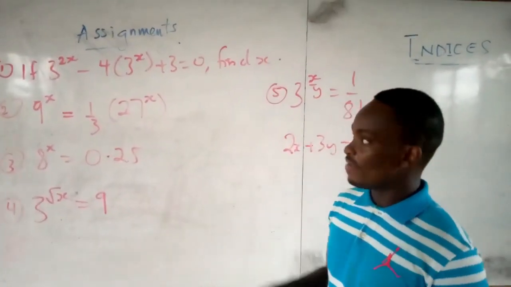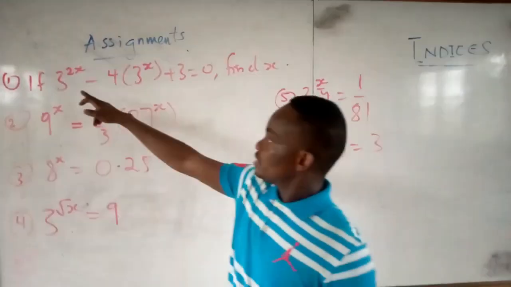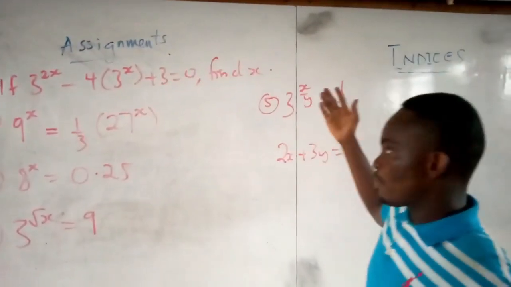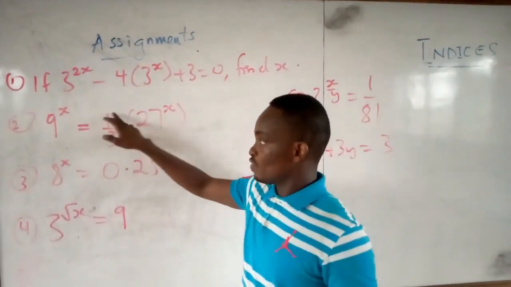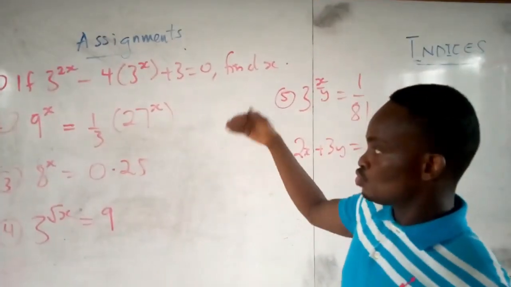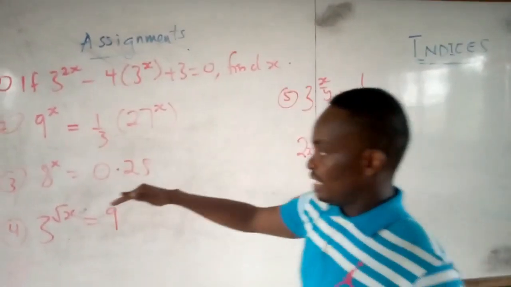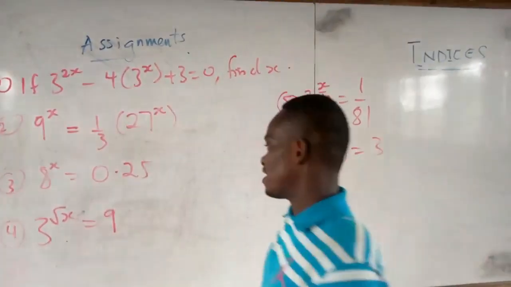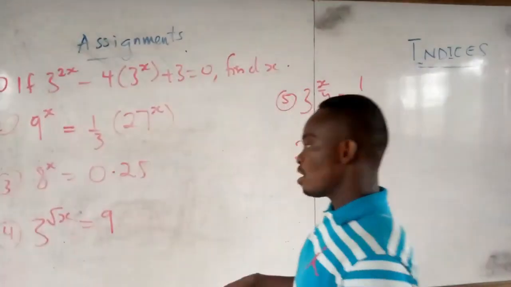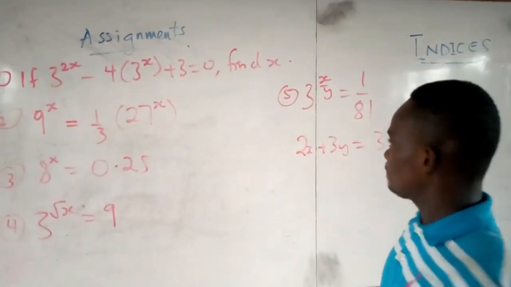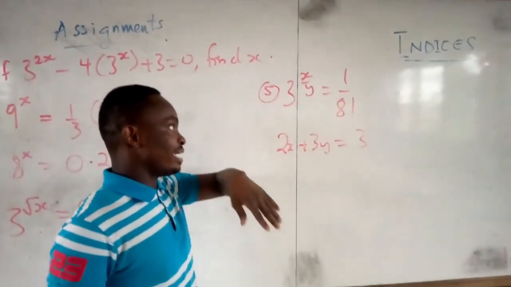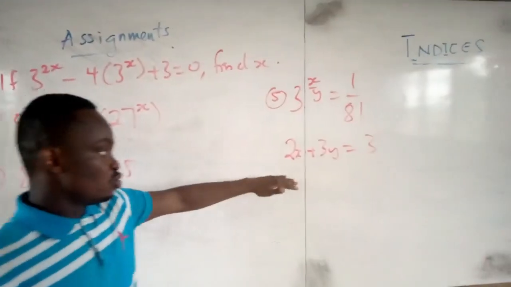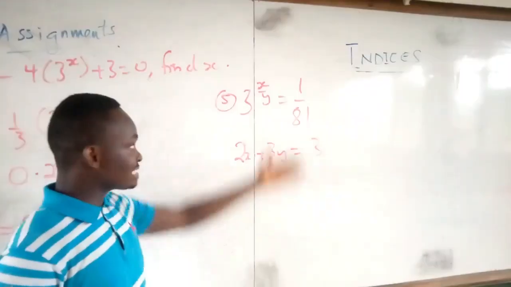Let me just explain it. So you are finding x in all of them. So this is 3 power 2x minus 4 times 3 to the power x plus 3 equals 0. This is 9 to the power x equals 1 over 3 all times 27 to the power x. This is 8 power x equals 0.25. This is 3 to the power root x equals 9. This one is a simultaneous equation. So 3 to the power x over y equals 1 over 81, and 2x plus 3y equals 3. We are finding x and y.